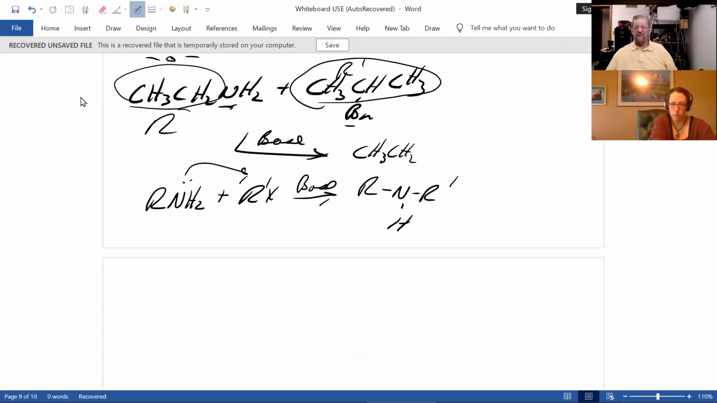My R group, nitrogen, 1 hydrogen. And which carbon has the halogen? The center one, this one. So this will be bonded. This is one way of drawing it. There are other ways you could do it too, and you'd make ethyl isopropylamine.